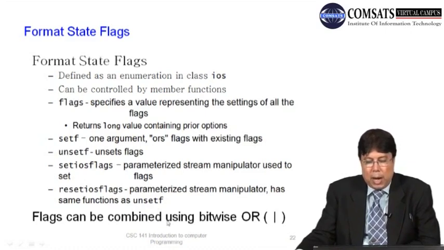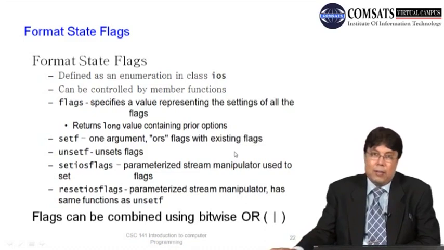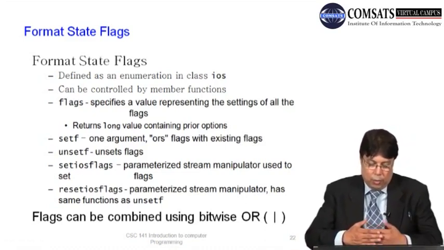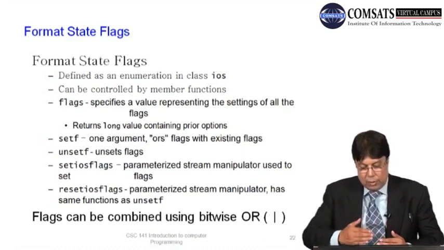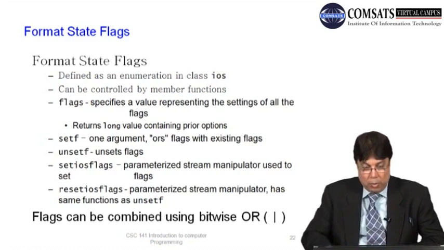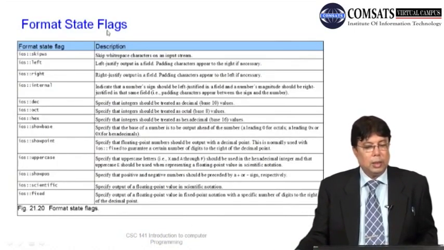Flags can be combined using the bitwise operator. You can set different flags by using OR, combining them together. If you want to set flag A, and if you want to set flag B, you can say A OR B, set flag A or B. This is the format of the state of the flag.